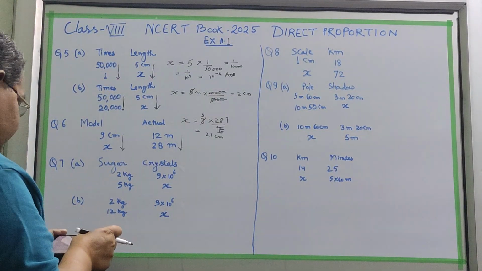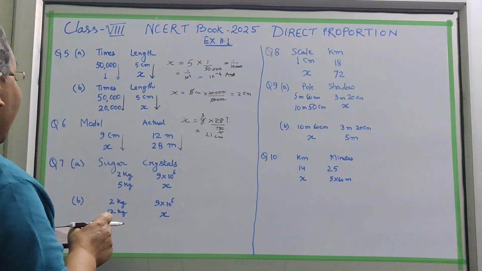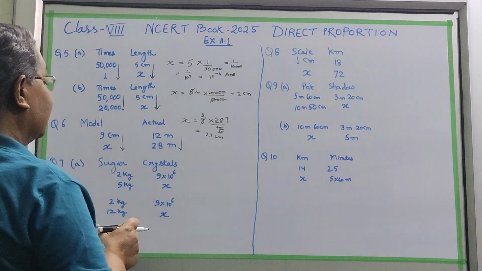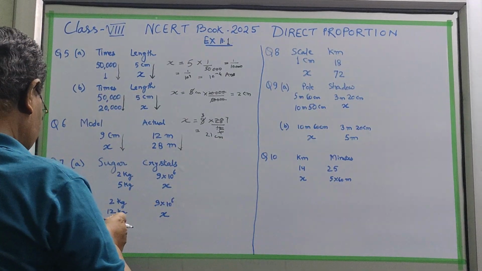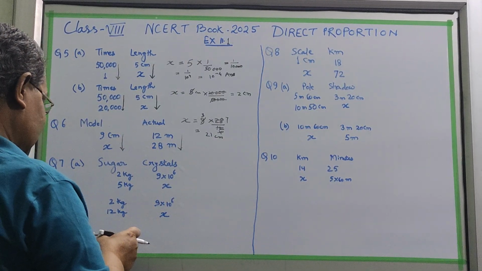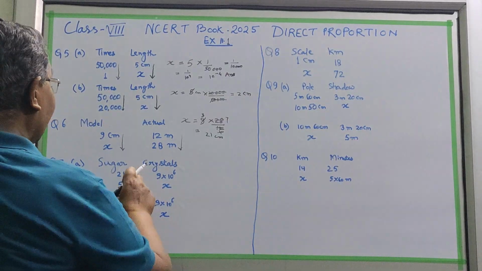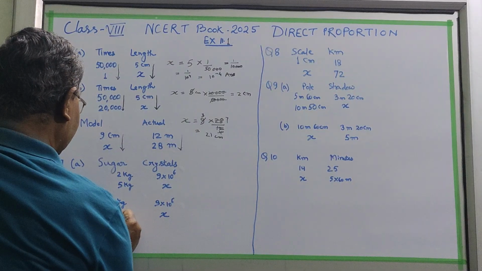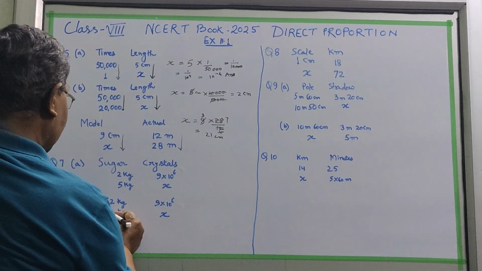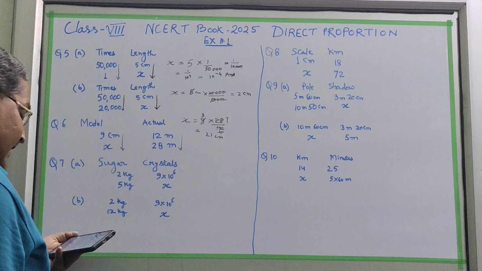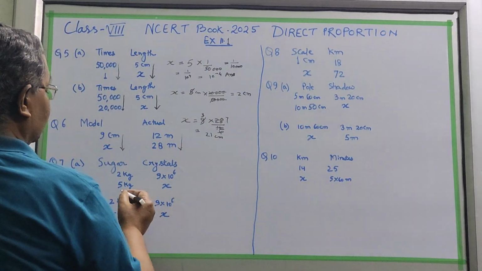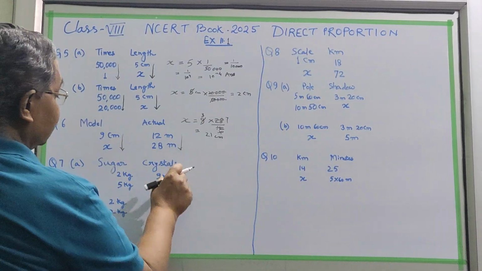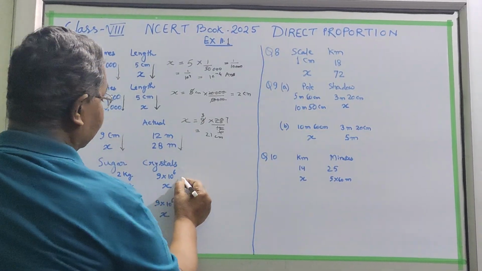Now question number 7. Suppose that 2 kg of sugar contains 9 into 10 to the power 6 crystals. How many sugar crystals are there in 5 kg of sugar, and in 1.2 kg of sugar? Two questions are there. So first we will find for 5 kg of sugar. So if sugar will increase, crystals will increase. If sugar is decreased, crystals will also decrease. It is a question of direct proportion.